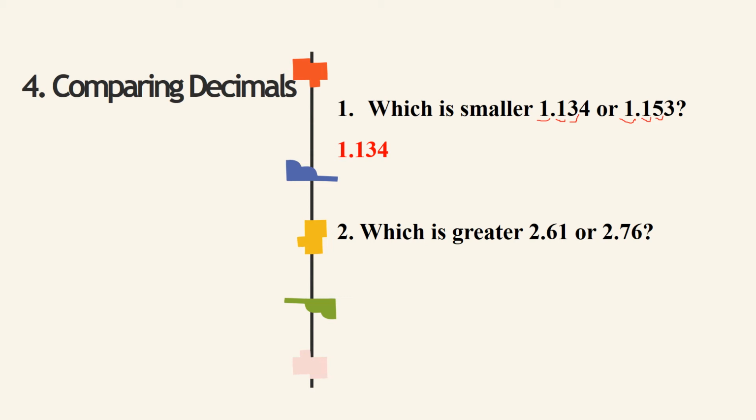Now let's move on to the second example, which is greater, 2.61 or 2.76. The same thing as example one, you have to compare the ones place and ones place, and then the tenths place and tenths place. The tenths place in the first number is 6. The tenths place in the second number is 7. So that means 2.76 is greater.